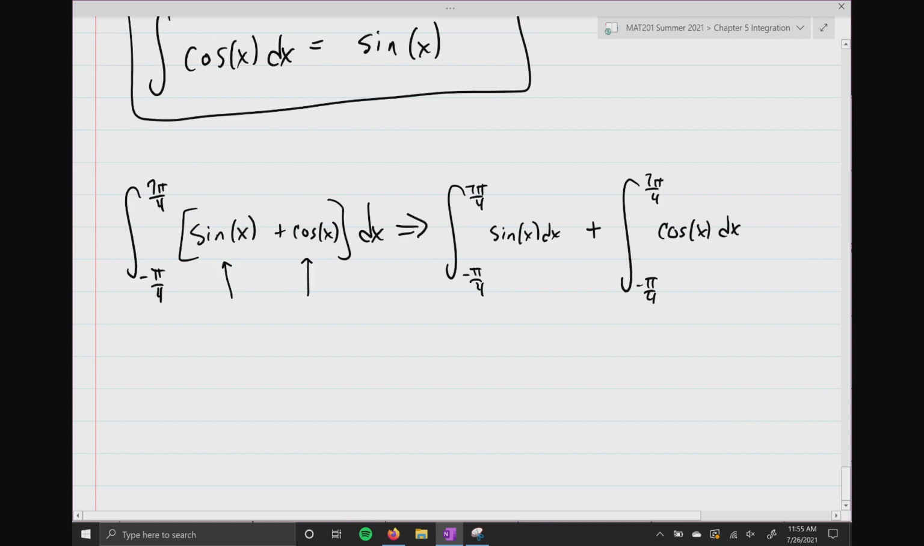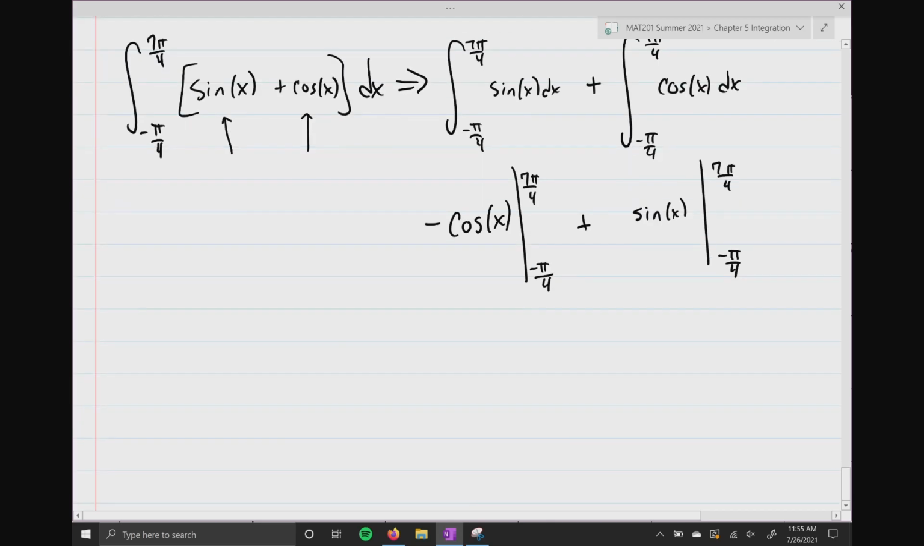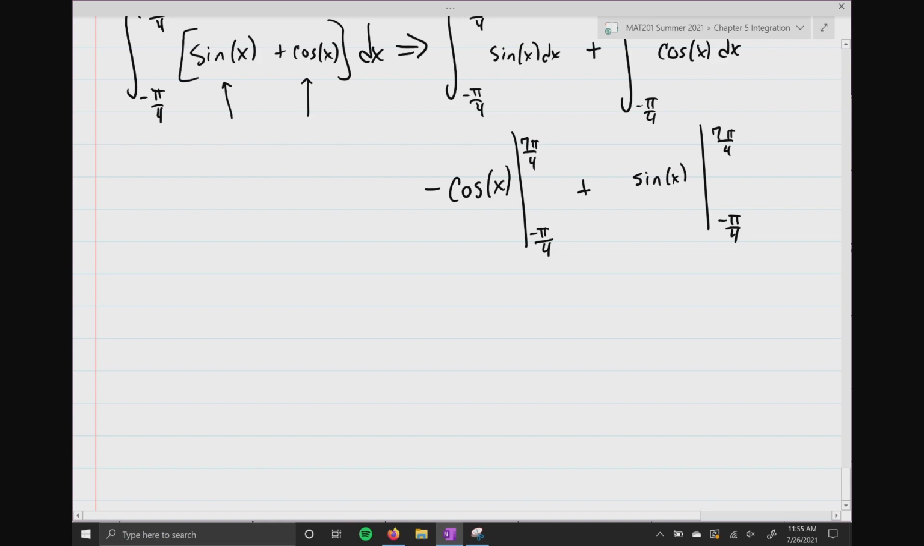Now we know from above the integral of sine x is going to be negative cosine x, and I have to evaluate this between negative pi over 4 and 7 pi over 4. Plus, I need to find the integral of cosine x. Well, from above, the integral of cosine x dx is going to be sine x. And I need to evaluate this between negative pi over 4 and 7 pi over 4. So this is kind of like two little mini problems in one.